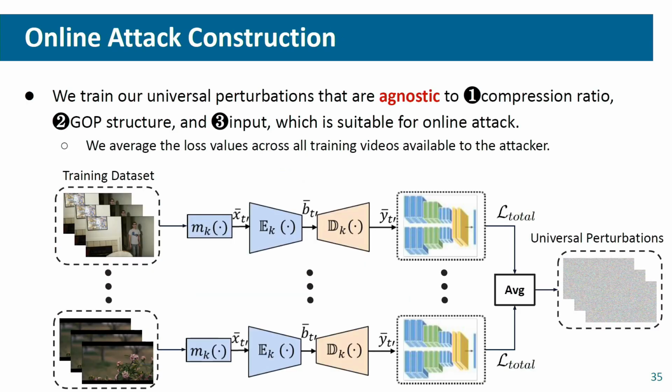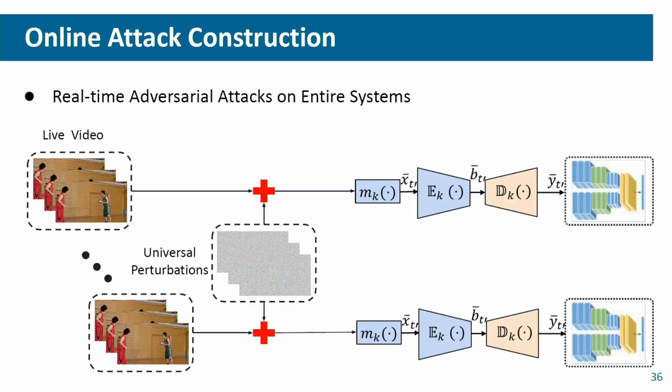In order to tackle these challenges, we train our universal perturbations that are agnostic to compression rate, GOP structure, and input, which is used for the online attack. When we train the universal perturbation, we average the loss values across all training videos available to the attacker. For more details, please refer to our algorithm in the paper. After finishing training our universal perturbations, we inject the perturbations into the live video streaming by man-in-the-middle schemes.